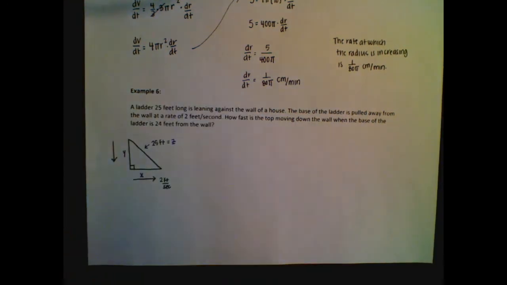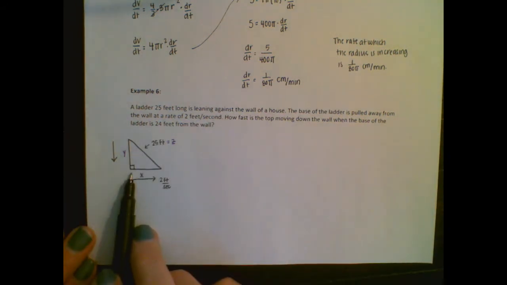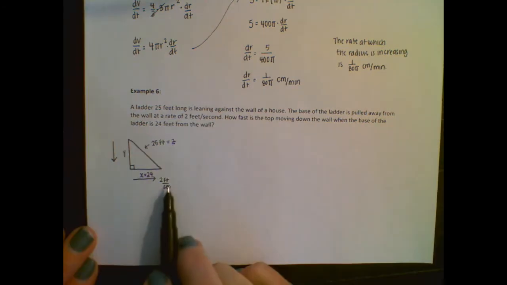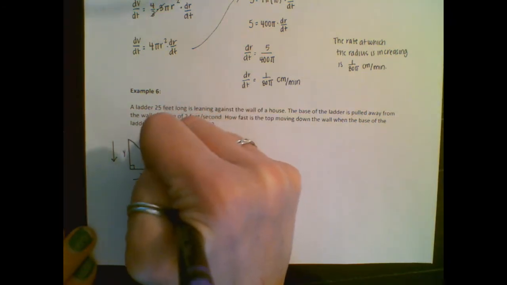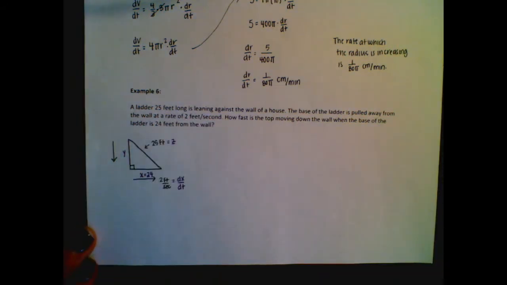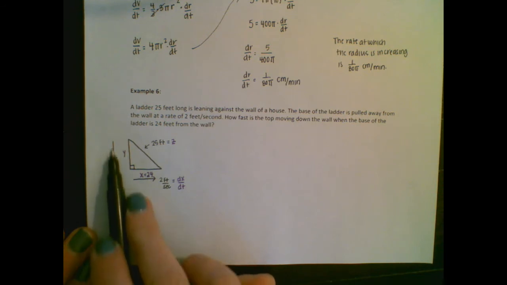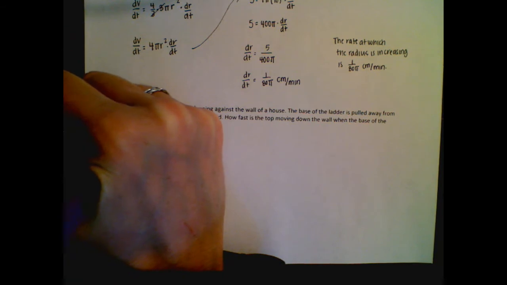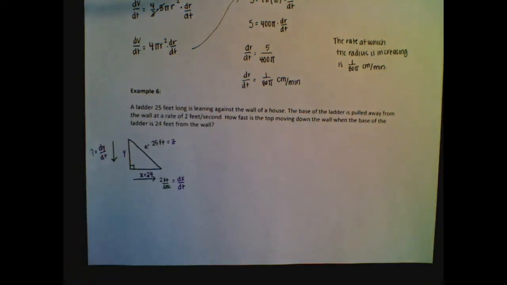So this is giving me information saying that the base of the ladder is 24 feet from the wall. That means at this instant, this X distance is actually going to be 24. So this 2 feet per second is the rate of change of X with respect to time. So that's our dx dt. What we're looking for here is dy dt. We want to know the rate of change of y with respect to time. So what I'm looking for in this problem is how fast this is moving down the wall. So I really want to know how fast y is changing.